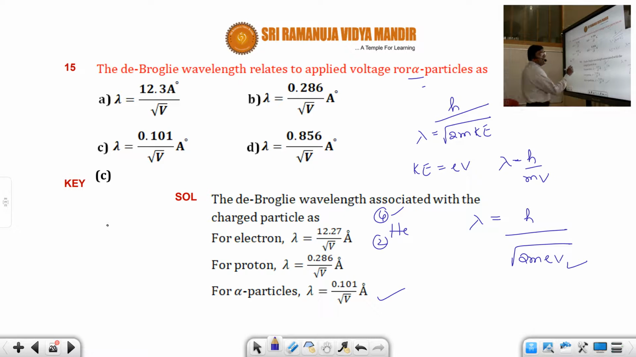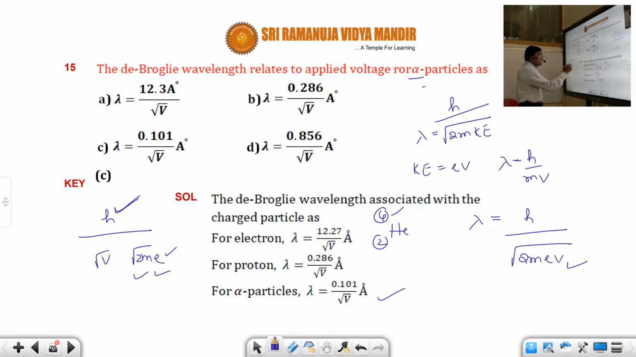So here h by root over root V, this is constant. Which is constant? h is constant. Root 2me, these are constants. 2 is constant. Mass of an electron, mass of alpha particle you have to take here, and then charge of an alpha particle you have to take. I hope you understood. So h value is constant.